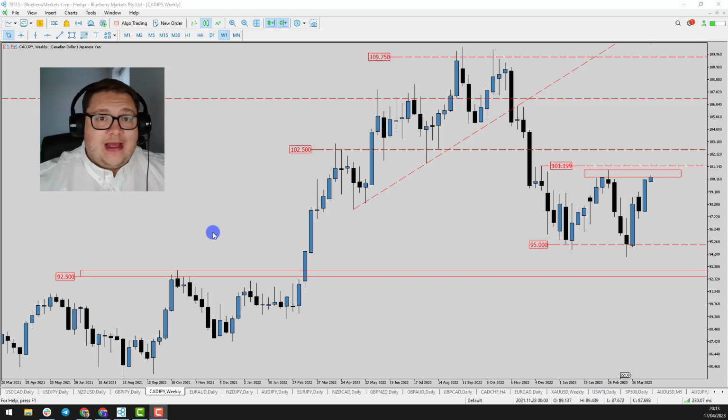Now we do have tomorrow as well the Bank of Canada Governor Macklem speaking, so investors are really going to be keeping an eye on what the Bank of Canada Governor says. But let's take a look at the chart here.